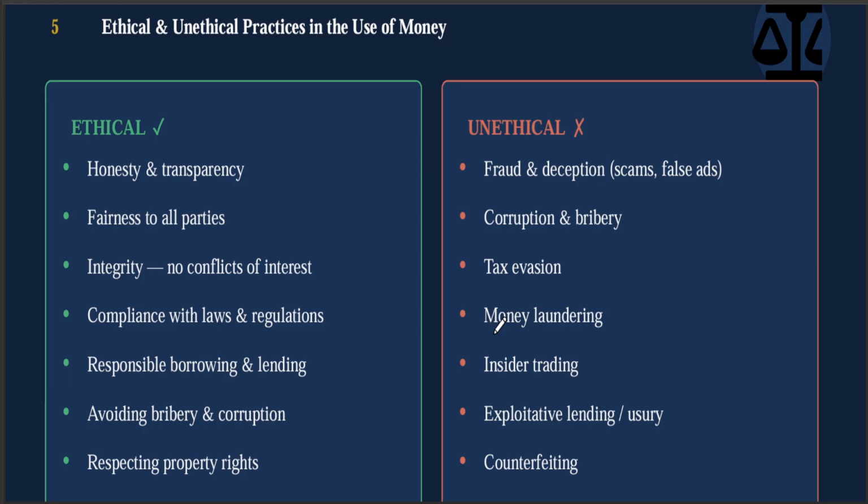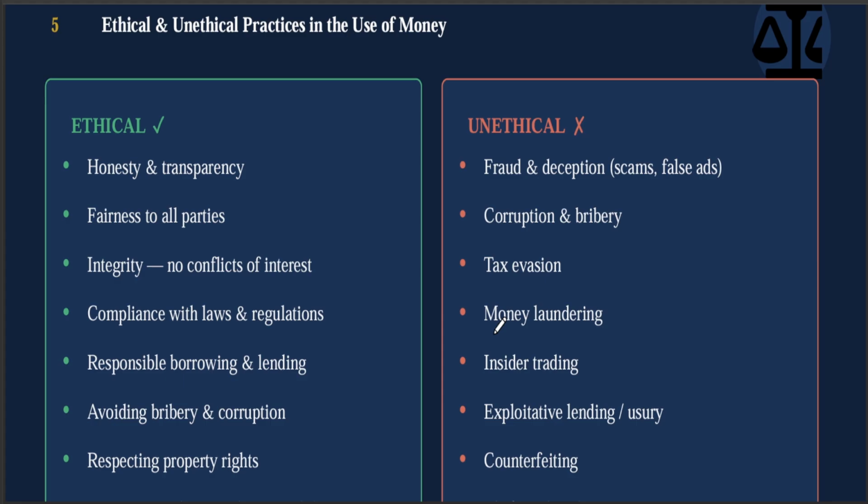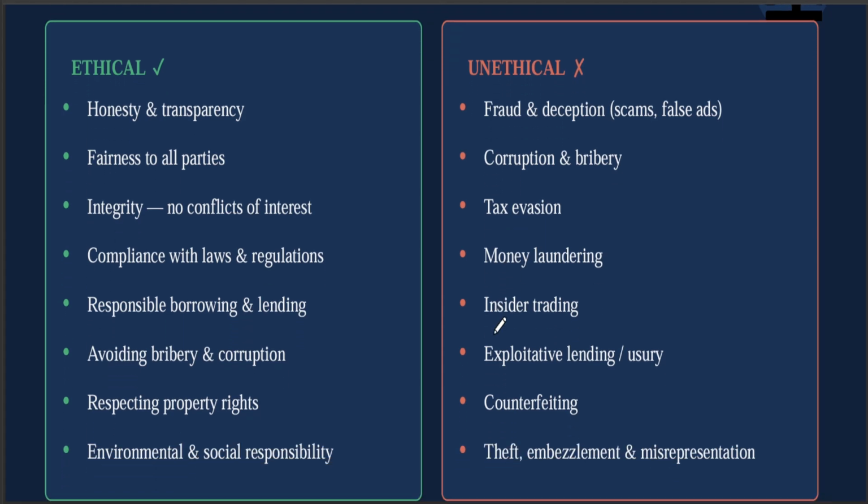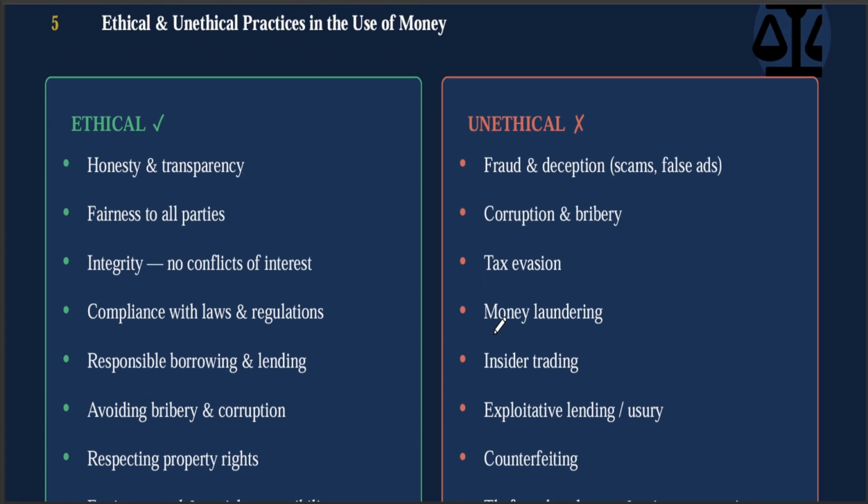Third one is integrity, there are no conflicts of interest. The fourth one is compliance with laws and regulations. Fifth one is responsible borrowing and lending. So make sure you borrow responsibly and you lend responsibly. And the other one is to avoid bribery and corruption. So that is one way of using your money ethically. And also the other one is respecting property rights. And last one is environmental and social responsibility.